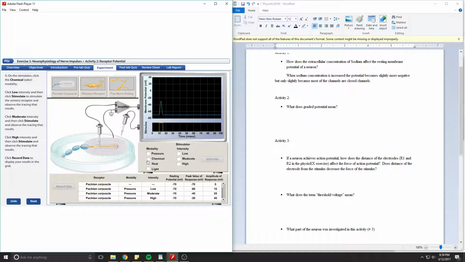Okay, now we're going to click chemical. We're going to click low and stimulate. Okay, chemical didn't even do anything. So I think I was wrong.